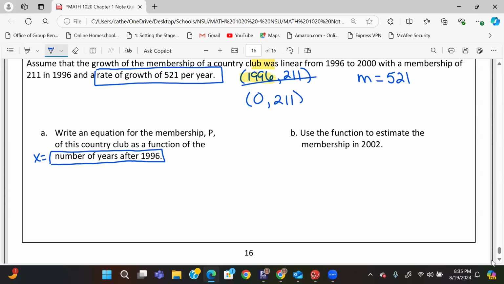So I pulled the data out of the word problem, and then I had to do a little bit of converting because we never used the actual year itself. So what's special about this point? Okay, that is our y-intercept. All right, so the equation is y equals 521x plus 211.